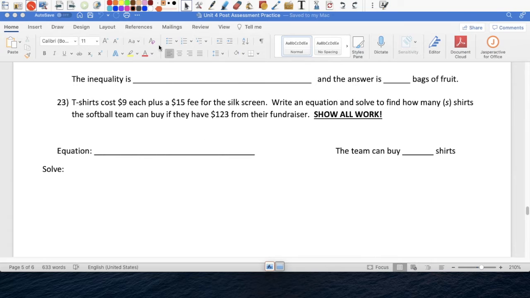Second question, we want an equation. You're buying t-shirts. T-shirts cost $9, and then you have a fee of $15. Write an equation to solve how many t-shirts the softball team can buy if they have $123. So this is an equation. So if it's an equation, it's going to be an equal sign. All that we're buying has to equal 123. So what are we paying for? Well, we're paying the $15 fee, right? $15 fee. Plus, how much is each t-shirt? T-shirts cost $9 per t-shirt, so 9x.